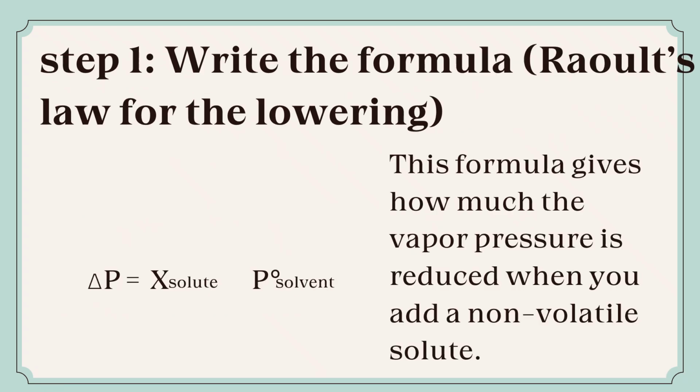So step 1 is write the formula. Raoult's law for the lowering: delta P equals the mole fraction of the solute times the vapor pressure of the pure solvent. This formula gives how much the vapor pressure is reduced when you add a non-volatile solute.